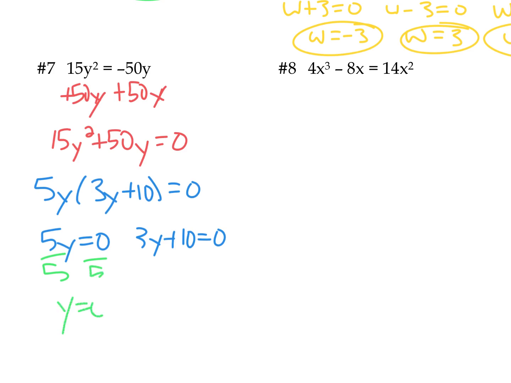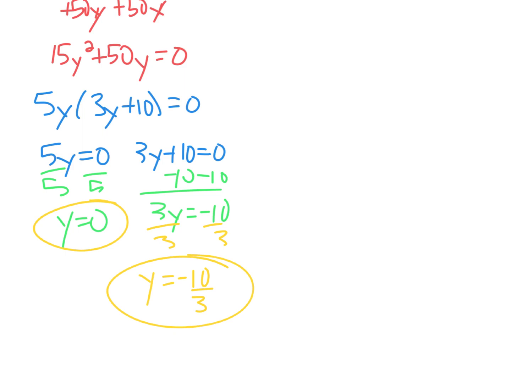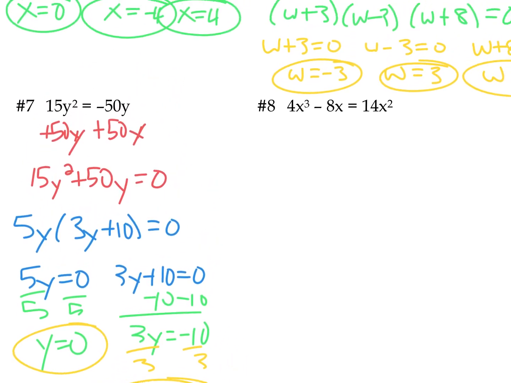I'm going to get y equals 0. Subtract 10 on both sides. 3y equals -10. And then I'm going to divide by 3. And when I divide this by 3 on both sides, I get y equals -10 over 3. Just keep it as a fraction. That's good. So I got 2 answers there, 0 and -10/3. Get it set equal to 0 and then use factoring.